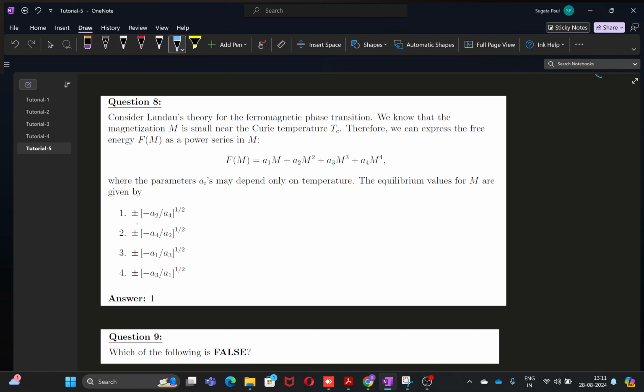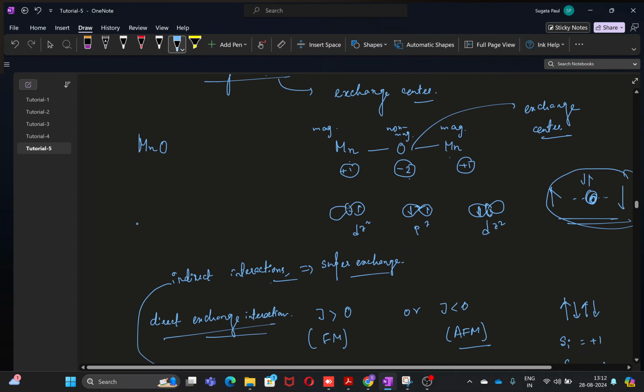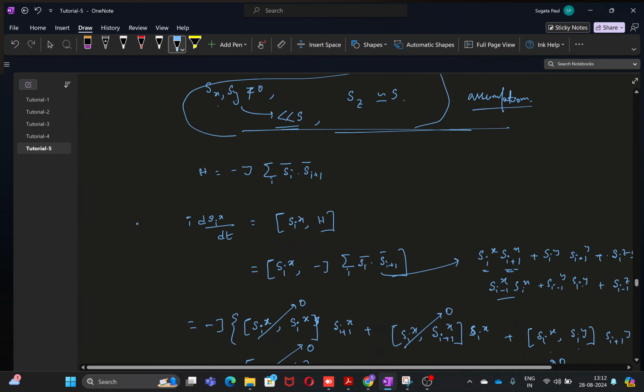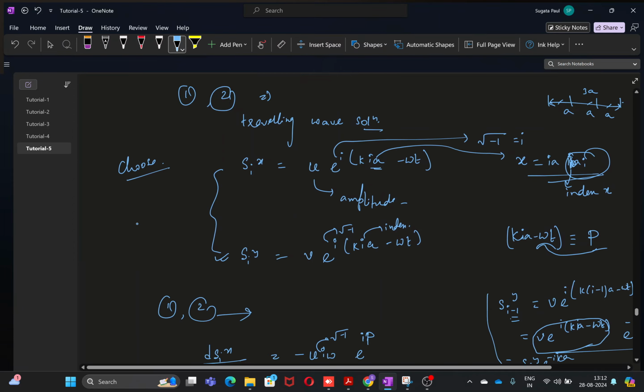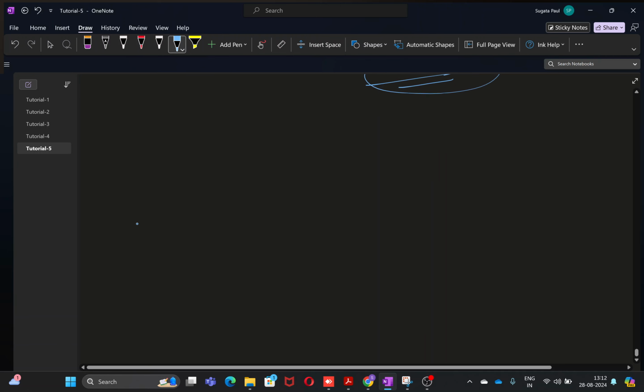So you have to calculate the equilibrium values of M. Apart from knowing Landau's theory, you also have to have an idea of how to equilibrate a system if you are given the free energy for the system. The free energy concept is very simple: for a stable state the energy has to be minimum, right? So for minimum energy we often set the derivative of the free energy with respect to the variable to be 0, and after that we calculate the variable's value, and that becomes our equilibrium value from the derivative.